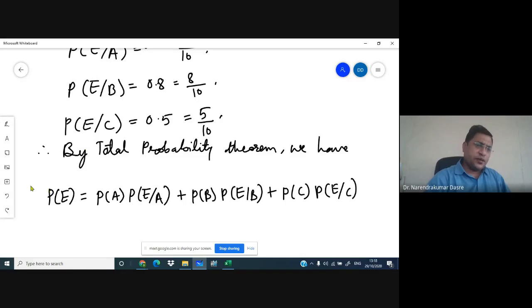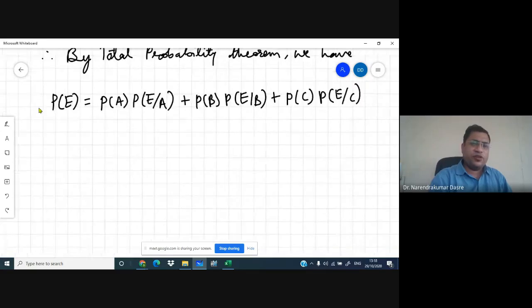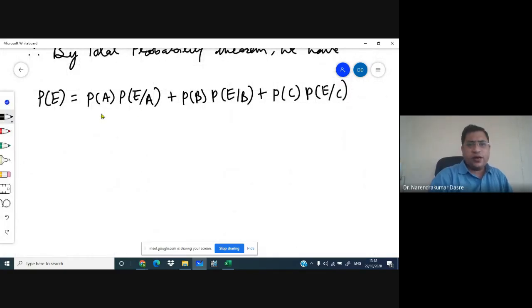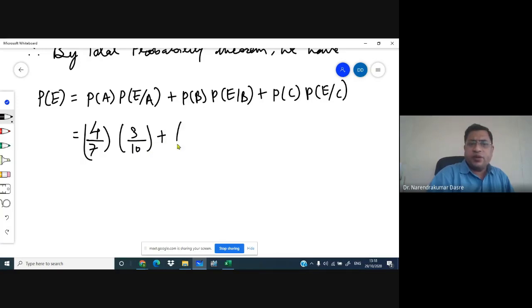So we know the basic thing about probability: when we say and, then we go for product, when we say or, then we go for summation. So here we need to write all the probabilities. The probability that A will become minister is 4 by 7, and the probability that A will introduce the bill is 3 by 10. Plus, the probability that B will become minister is 1 by 7, and the probability that he will introduce the bill is 8 by 10.